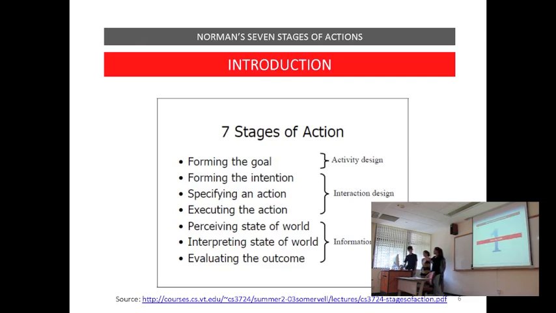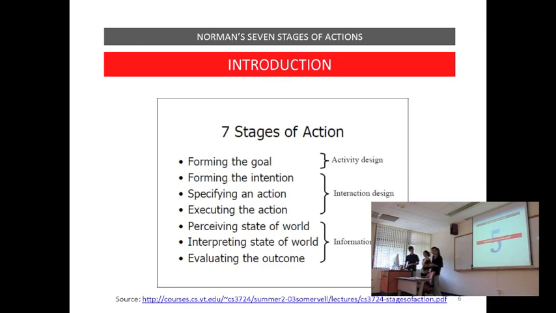Okay, the first step, forming the goal. So I ask myself, what do I need now? Oh, it's dark, so I need light. So that's my goal. Then the intention is, what must I do to get my goal? So the intention is, I should switch on the lights. Specifying an action. So what do I do to get the lights on? I should walk up to the switch and turn on the lights. And this is very self-explanatory, so you just do it.